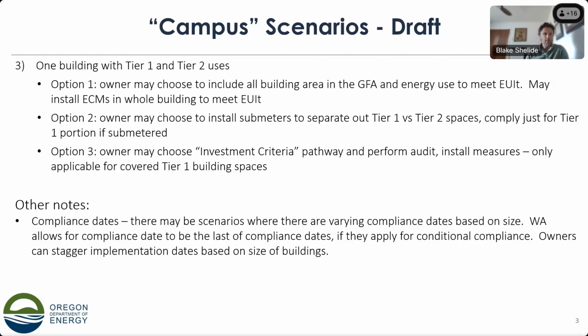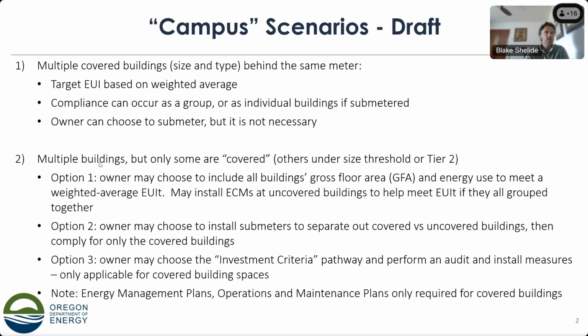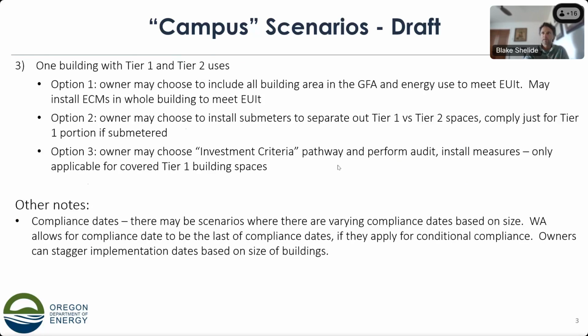That's one pathway. Second pathway, if it's possible to sub-meter out the tier 2 space, then that could be sub-metered out and then just comply for the tier 1 covered space. Or then there's the investment criteria pathway. So it's really similar to this option 2 here with multiple buildings, but just to highlight that there could be a scenario where we're not talking about multiple buildings, we're talking about one building with multiple uses inside of it.